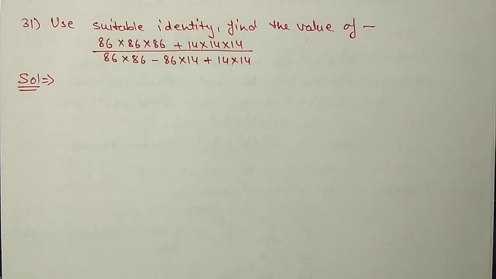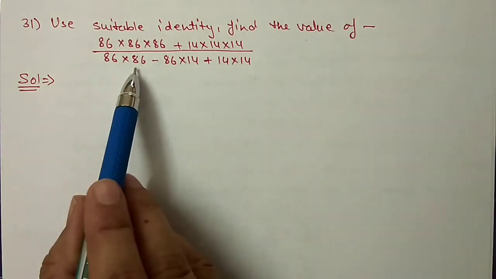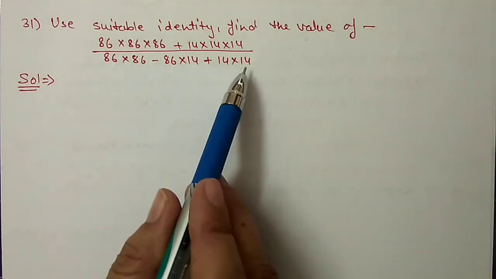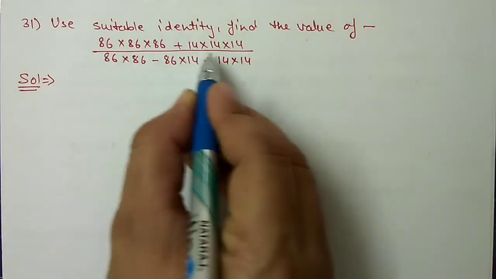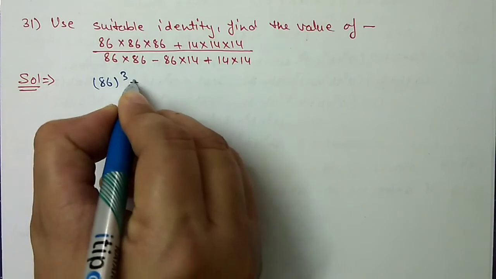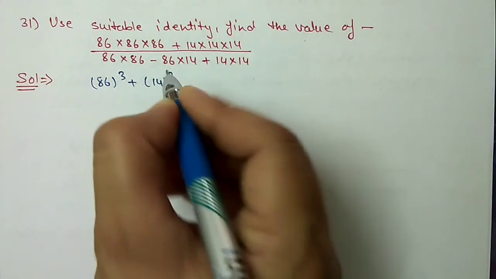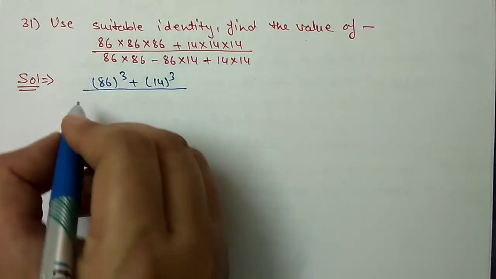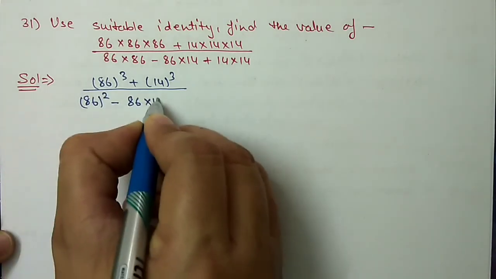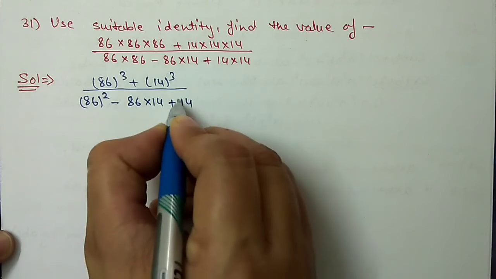Question number 31. Use suitable identity. Find the value of 86 into 86 into 86 plus 14 into 14 into 14, divided by 86 into 86 minus 86 into 14 plus 14 into 14. So here in the numerator, this is 86 cube and this is 14 cube. The denominator we will write as it is. We can write it as 86 square minus 86 into 14 plus 14 square.